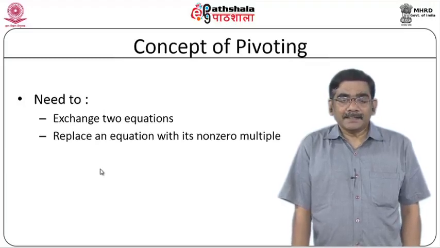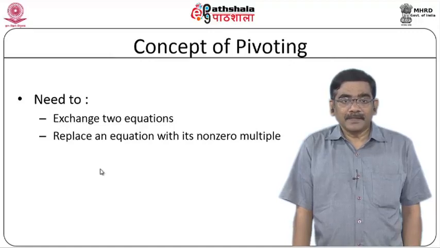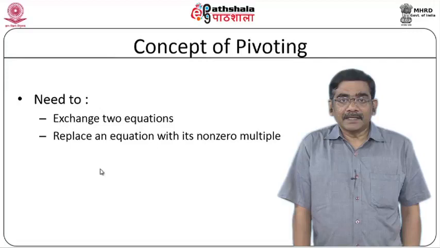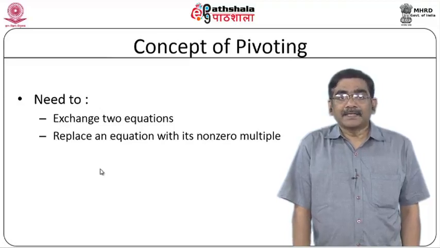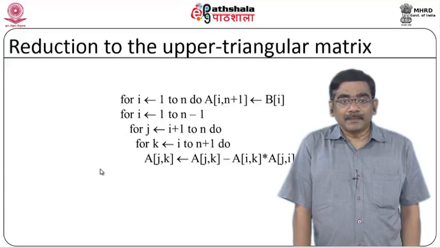In some cases problems may come, for example, the coefficient may be 0, and sometimes the number will be very small. In that case if we substitute that into the elementary operations, it may yield large numbers. So, in that case we go for the concept called pivoting, where we are going to exchange the equations, or we are going to replace the equation with a non-zero multiple.